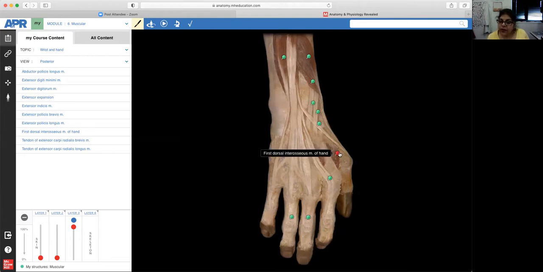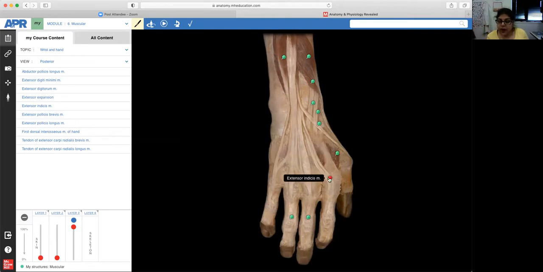Then you have the dorsal interosseous muscle, right? So you see that only from the posterior angle. So you have what is called an interosseous muscle of the hand that is sort of in a deep way in here, right? Underneath. And you see it only on the back side of the hand.